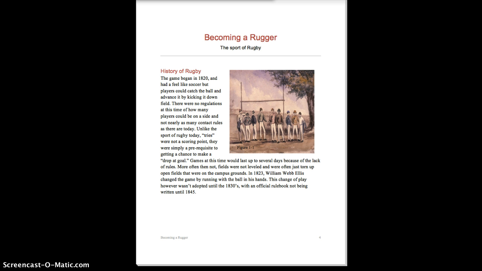In 1820 is when rugby first started. You would catch the ball and advance it by kicking it down the field to your teammates. There wasn't many regulations, not many players, and it basically became popular over time. In 1823, however, William Webb Ellis changed the game by running with the ball in his hands. This wasn't adopted till the 1830s and not officially written in the rulebook until 1845.